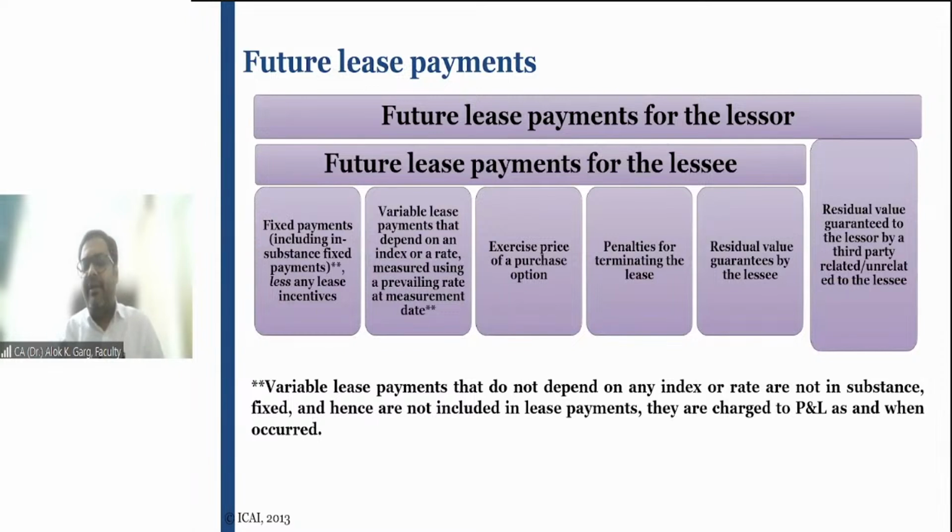Let's say in an interview, someone asks you a question: what is the benefit of giving an exercise price? Can you tell me why the lessor in a lease contract would give a purchase option to the lessee? Why would the lessor give a purchase option to the lessee? Can anyone tell me? It's very common sense in India, I would say.